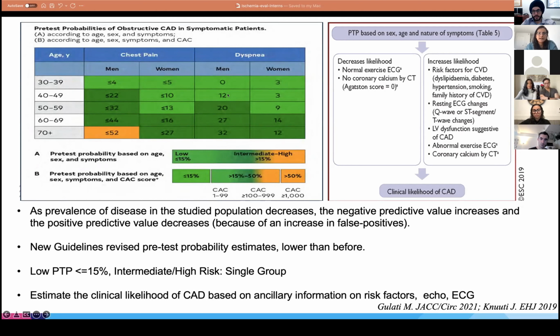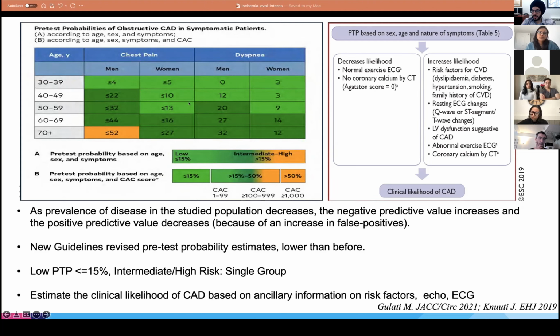But this is what they're asking us to use. But let's look at the low probability. So women less than 50 or less than 60 who have chest pain, and men less than 40 with chest pain and dyspnea. These are the patients who are at an extremely low likelihood, given their age, of having significant coronary artery disease. So they should be labeled as low pretest probability.